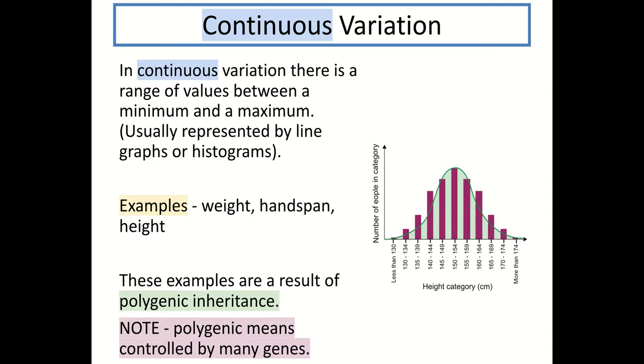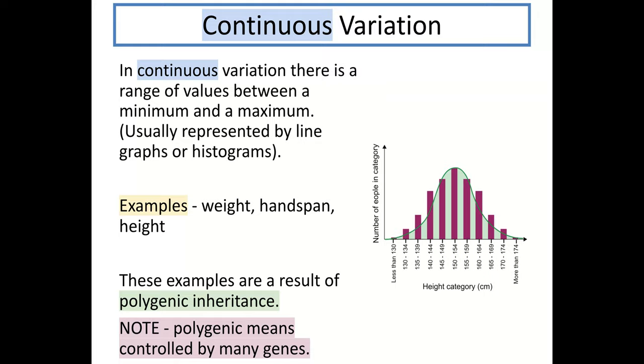In continuous variation, there's a range of values between a minimum and a maximum. For example, if I measured my class's heights, there would be a minimum height and there would be a maximum height. And there would also be a lot of heights in between. These are not easily split into distinct groups and so represent continuous variation.